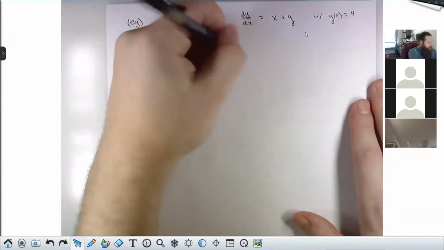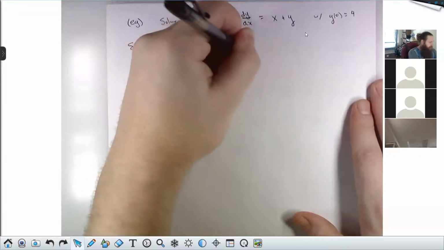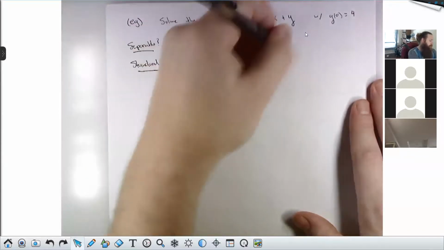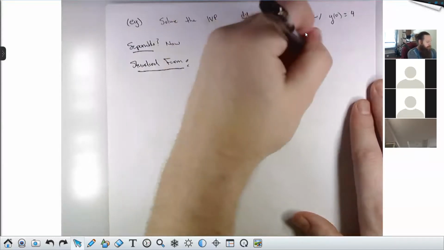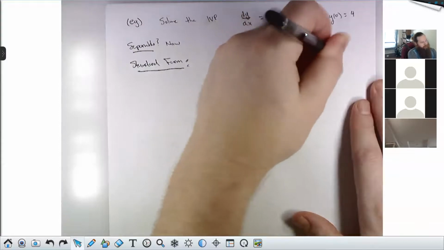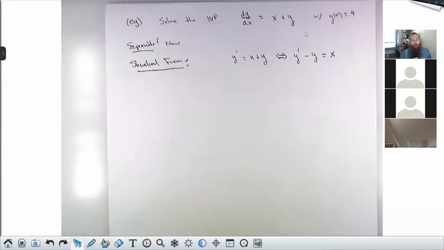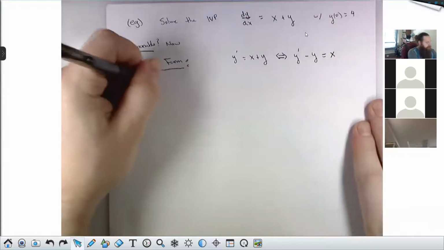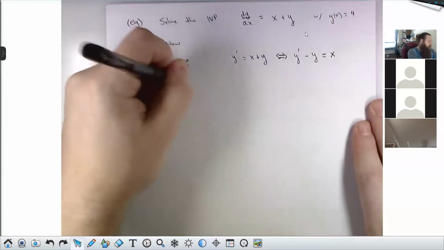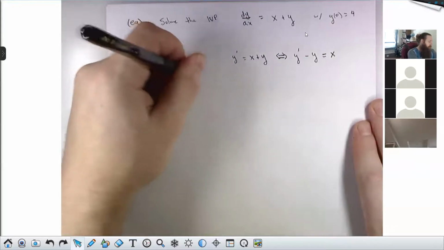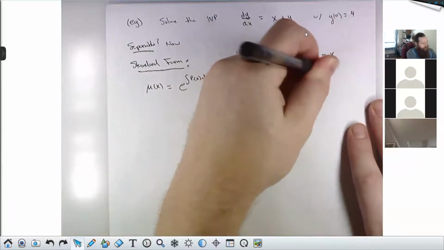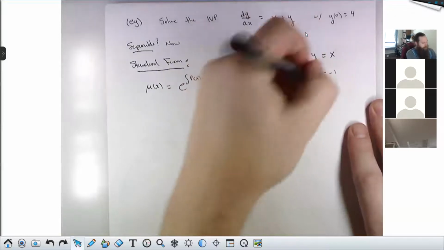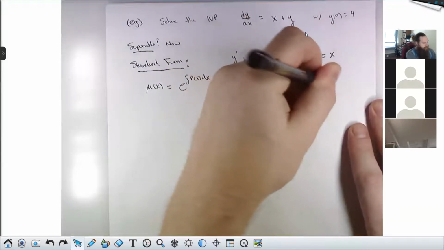So again, I'm going to rewrite this as y prime equals x plus y, and that's equivalent to saying y prime minus y equals x. So there's your standard form. The integrating factor then, mu of x, is e raised to the integral of p of x dx. So p of x here is the constant function -1, and the driver input is the function x.